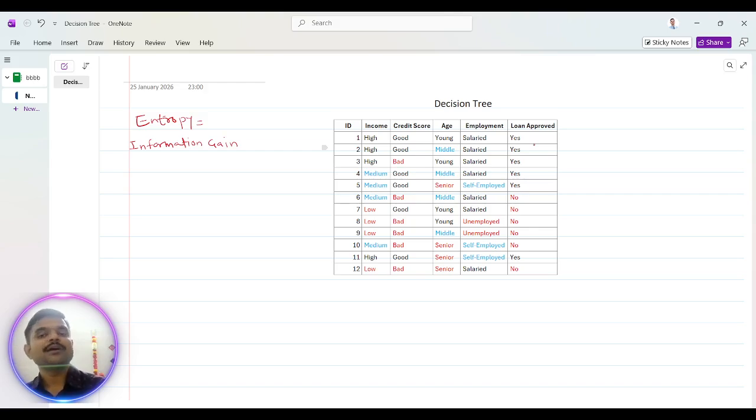But if some are yes, some are no, then there is a degree of randomness. There is some kind of disturbance we are seeing in that output cell. That's why the entropy is not zero. So entropy is between 0 and 1. Now, if half of the rows are having yes and half of the rows are having no, then the entropy is 1. 1 means there is a huge mismatch in the data set, half of the rows are yes, half of the rows are no.